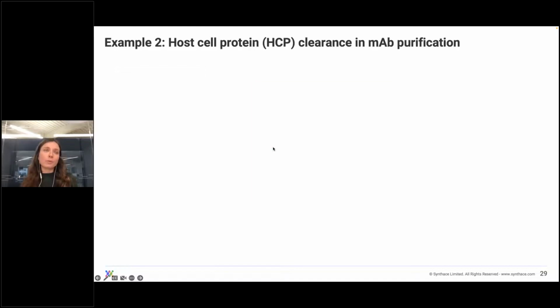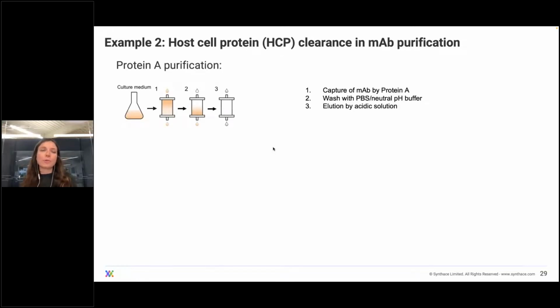And so next up, I want to continue and return to the area of traditional DOEs. At this point, I want to look at how we can maximize host cell protein clearance in monoclonal antibody purification. Like I said, this will be more of a theoretical example where I will not be showing any data, but rather focus on the design phase of the DOE.